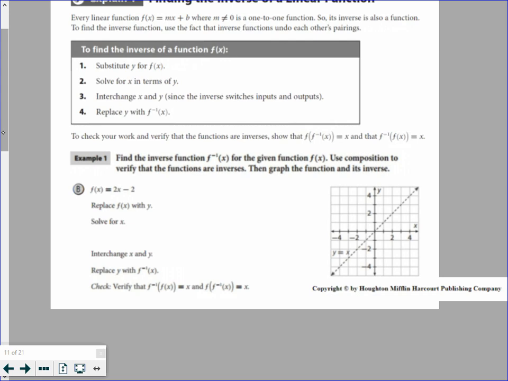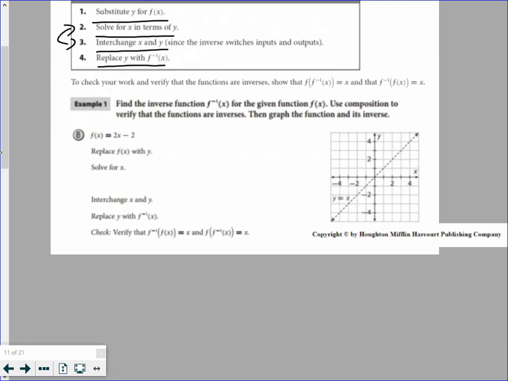So first thing we do, substitute y for f of x. Solve for x in terms of y, and then we change x and y, and then we replace that y with the f inverse of x. In the previous video, usually I switch 2 and 3. I like to switch x and y and solve for y rather than solving for x and then switching x for y. It doesn't really matter. Either way works. That's how I was taught. Change x and y first and then solve for y. Steps 2 and 3 are interchangeable. So either way works. But today in this video, we're going to go with how the textbook teaches it to us.